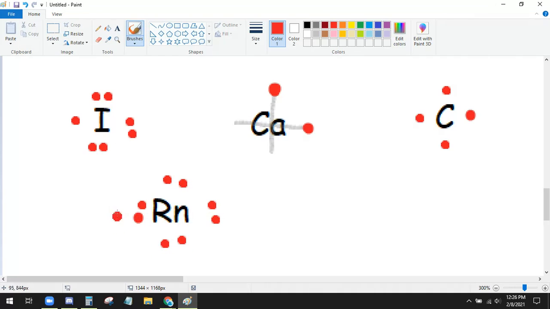Making sure to pair my electrons. Remember, they should be a little bit more lined up. It's hard to control my mouse, but in any case, this is what a Lewis dot diagram of radon would look like. So you just go around making sure you do it that way.